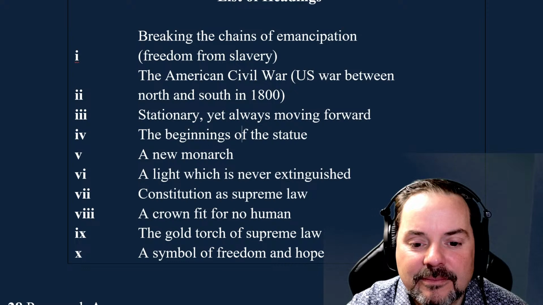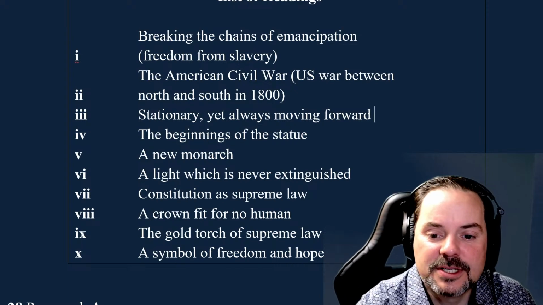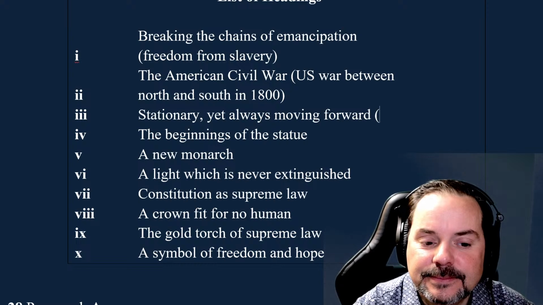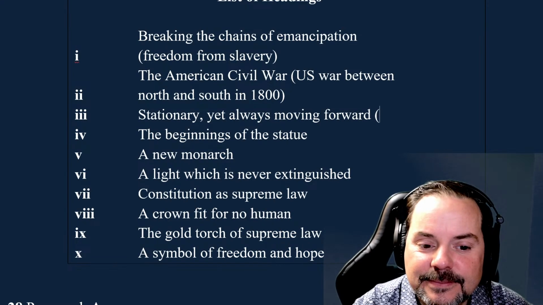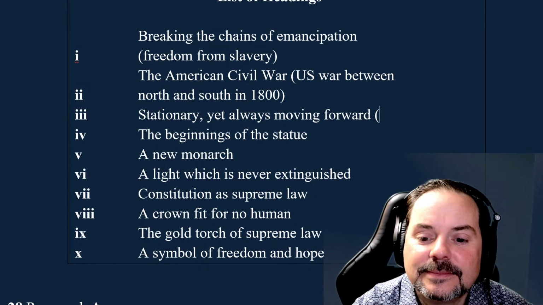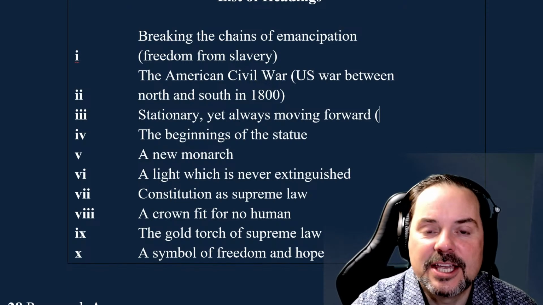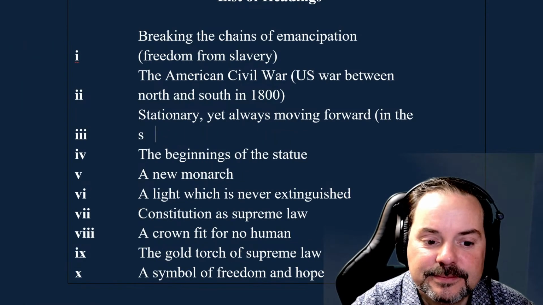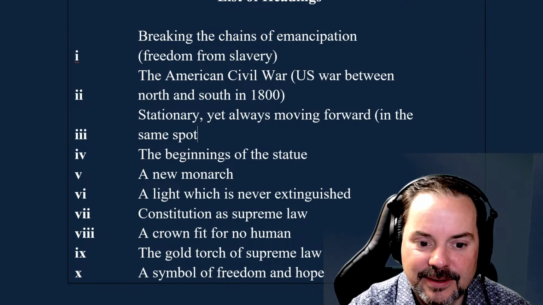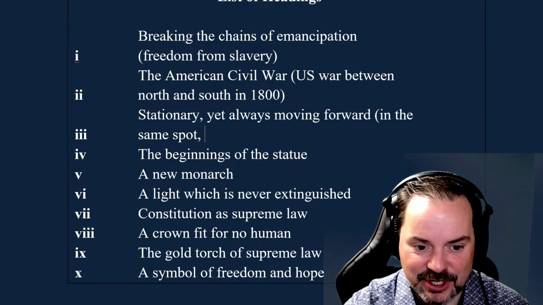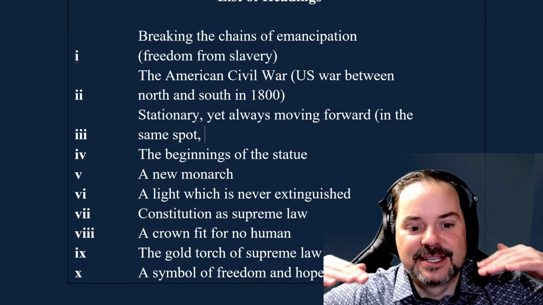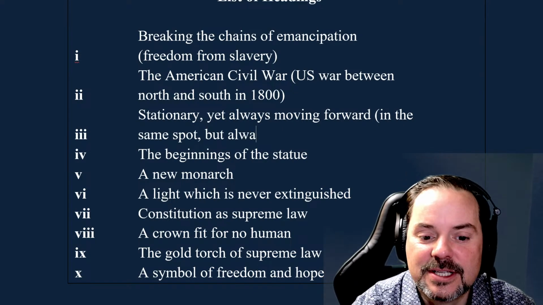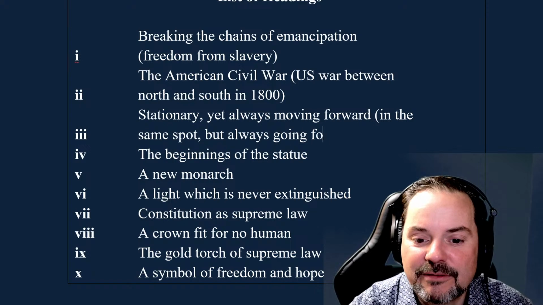Stationary. Yes, always moving forward. Okay, what's another way to say that? Hmm, I don't know the word stationary, sir. Okay, stationary means not moving, in the same spot. Stable. Yeah, in the same spot, for sure. So stationary means it does not move in the same spot, but always going forward.